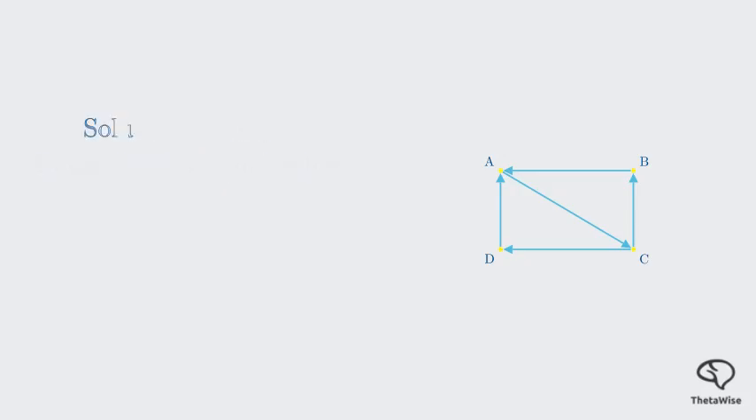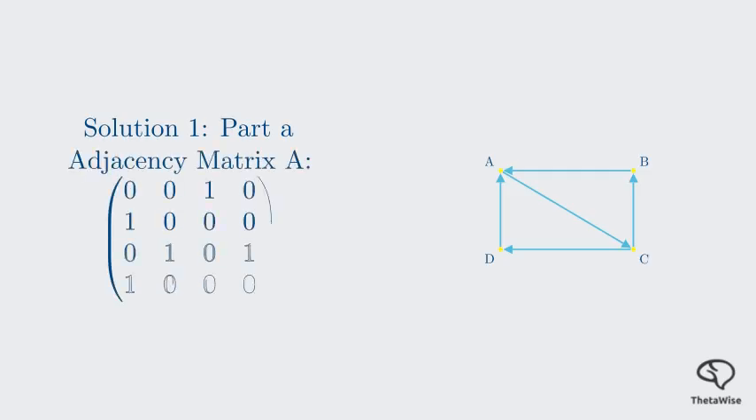Welcome back. Let's work through the solution. First, let's find the adjacency matrix A. We order the vertices A, B, C, D. Vertex A has an arrow pointing to C. B has an arrow to A. C has arrows to B and D. D has an arrow to A. This gives us the adjacency matrix A.